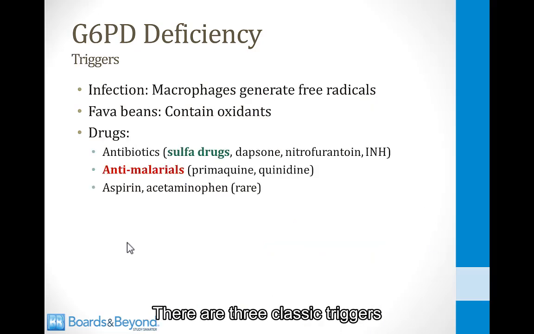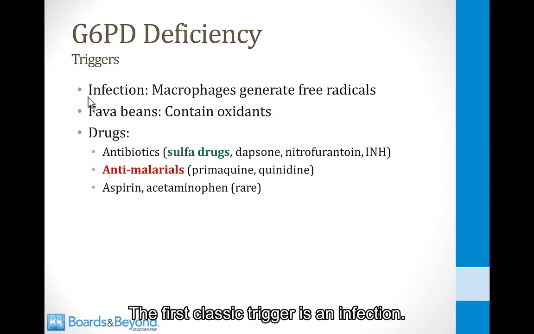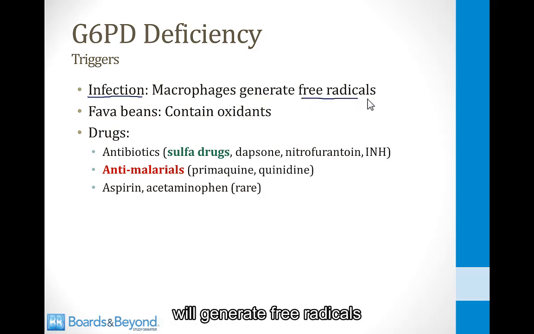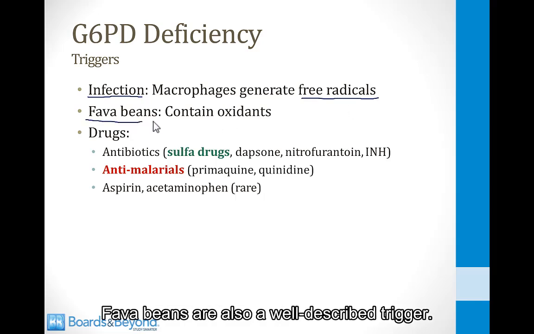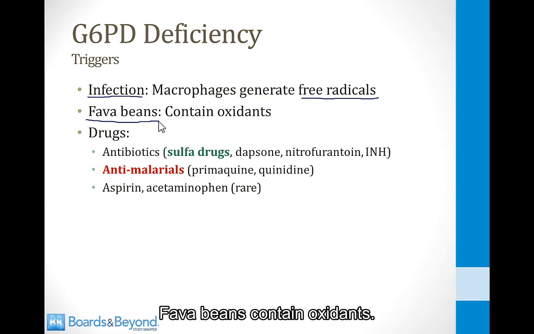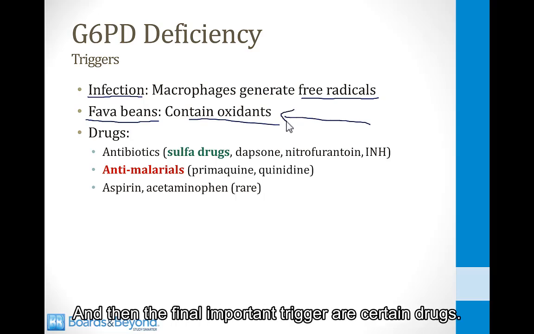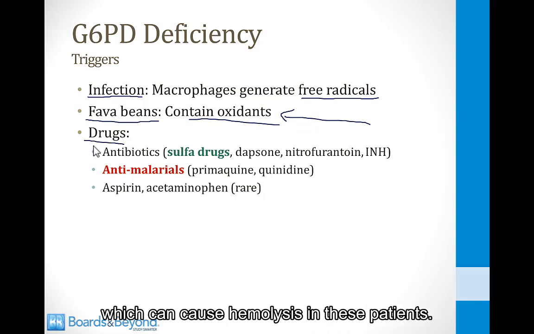There are three classic triggers for hemolysis in G6PD deficient patients. The first classic trigger is an infection. Macrophages, as part of the inflammatory response, will generate free radicals, and these can be toxic to the red cells. Fava beans are also a well-described trigger. Fava beans contain oxidants, and if patients with G6PD deficiency consume these, they will develop hemolysis. And then the final important trigger are certain drugs. There are a number of classes of drugs which can cause hemolysis in these patients.